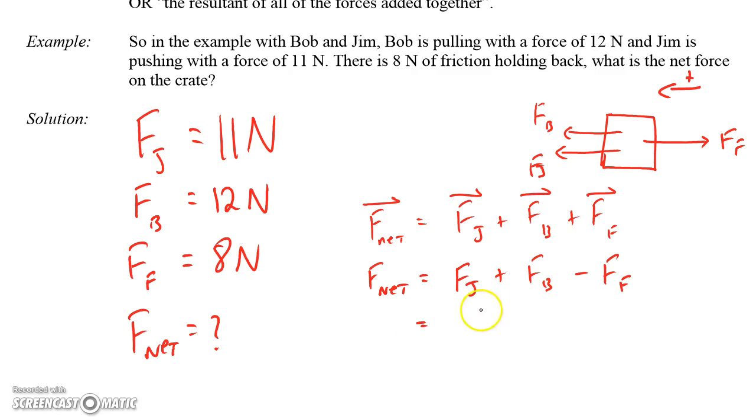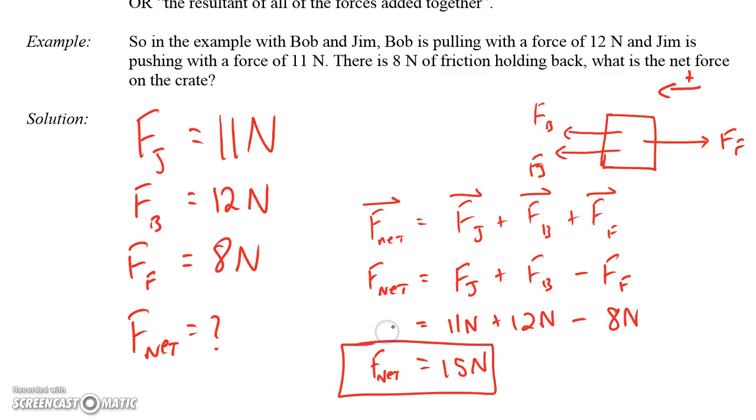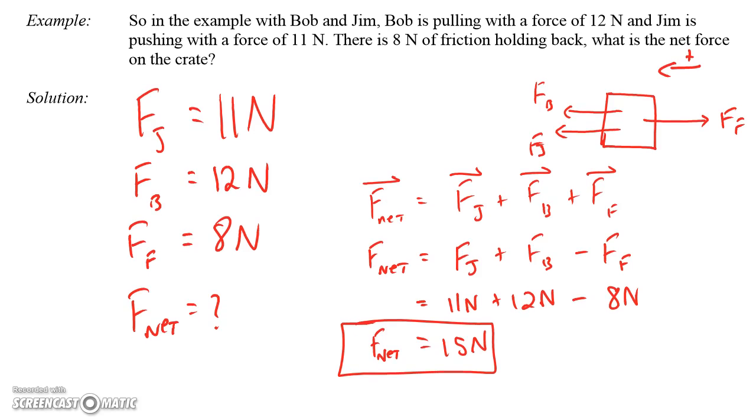And now we've got to put in our numbers for Fj, Fb, and Ff. So we've got 11 newtons plus 12 newtons minus 8 newtons. And so 11 plus 12 is 23, minus 8 is 15 newtons. And that's our F net. So we're just adding up our forces, figuring it out. Calculating F net is the key to every problem in forces. If you're not calculating F net, you're going to do something wrong.